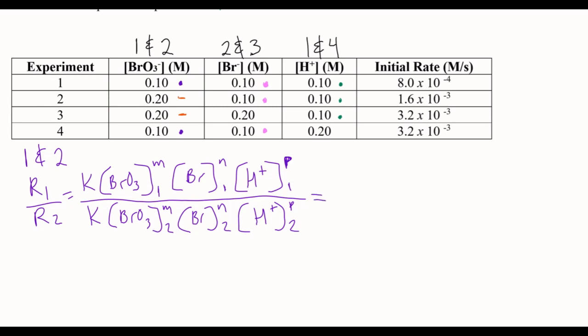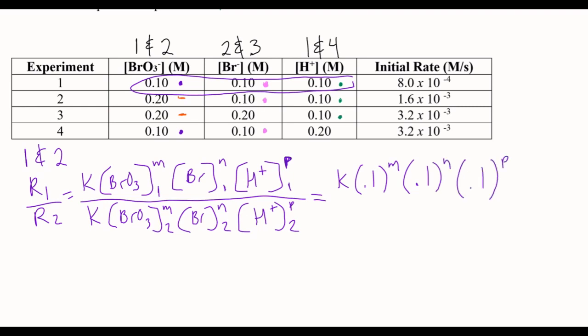Okay, and now it's really the same as those other problems. We're just going to plug in numbers, and then we are going to cancel out things that are the same. So we're plugging in 1 first. And then we're going to plug in all of the 2's.